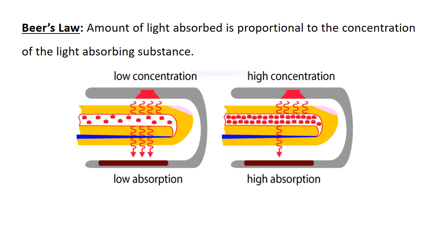In this diagram, the blood vessels in both figures have the same diameter. However, one blood vessel has a low hemoglobin concentration, and the other has a high hemoglobin concentration. Each single hemoglobin absorbs some of the light. So the more hemoglobin per unit area, the more light is absorbed. Here, with less hemoglobin per unit area, less light is absorbed. This principle is Beer's law.